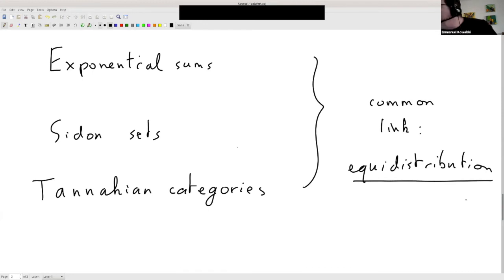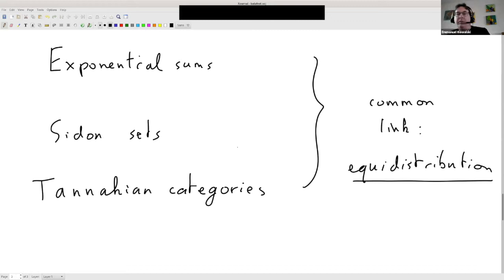So we're going to have families of exponential sums. We'll be interested in the distribution of these exponential sums. And in trying to solve the distribution problems for these exponential sums, we need a formalism, which turns out to be that given by these complicated Tannakian categories.